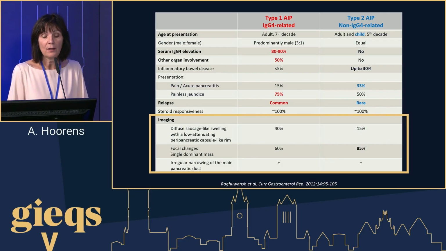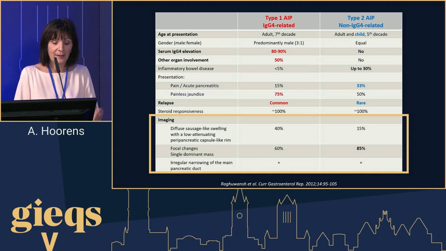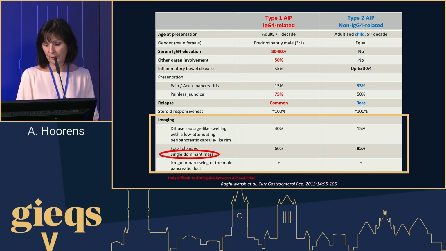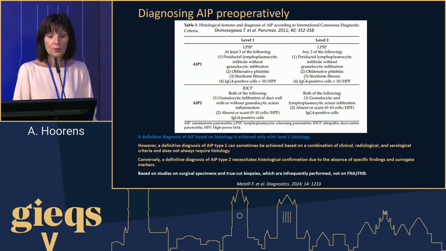Then radiology: there is also overlap. It can be a diffuse sausage-like swelling, as already said, with a low attenuating peripancreatic rim, or it can be several focal lesions, or sometimes only one focal mass. And then also important, as has been shown, the irregular narrowing of the duct. So needless to say, if you have one big mass, it can be truly difficult to make the distinction from pancreatic cancer.